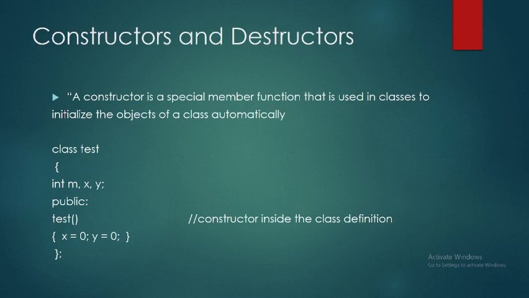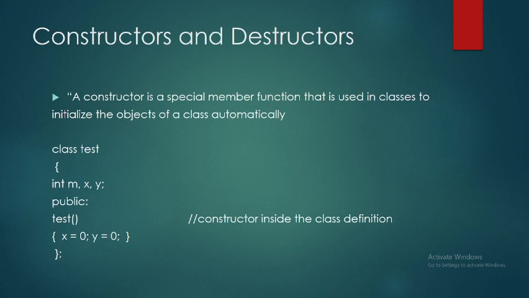A constructor should be declared only in the public section of the class. It is invoked automatically when objects are created. It can have default arguments also. It makes implicit calls to the operators new and delete whenever new memory allocation is required.